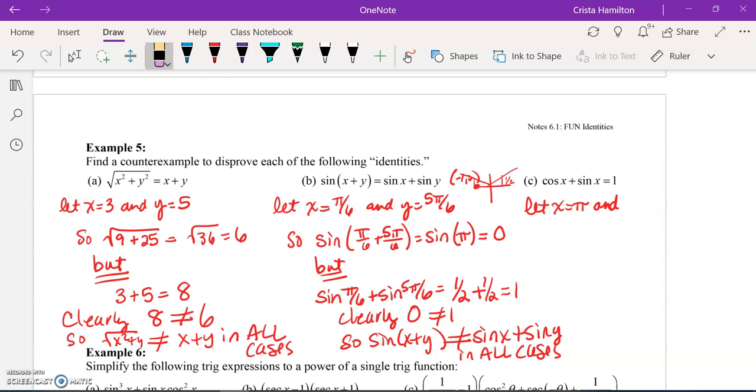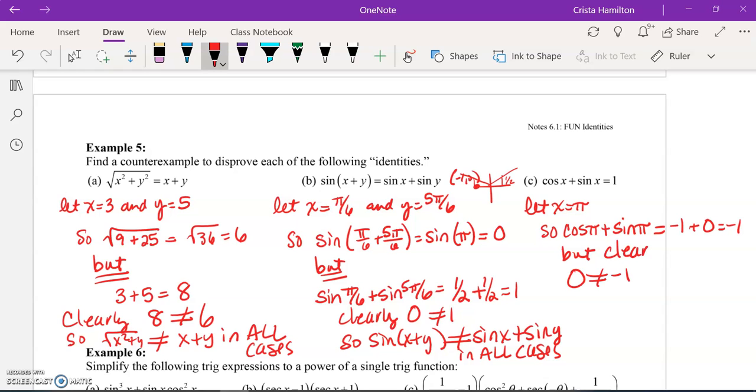I don't need a 1. So let's just let x equal pi. Let's test it out. Let's see what we have. All right, so cosine of pi plus sine of pi. Cosine of pi is the -1. Sine of pi is the 0, so that's equal to -1. But 0 does not equal -1.